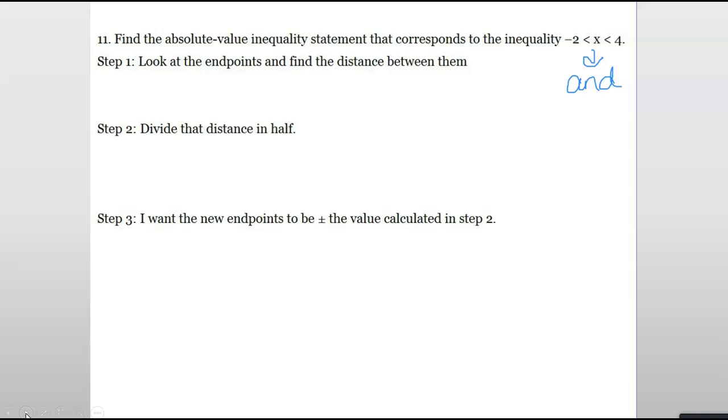We want to look at how far apart -2 to 4 is. So the absolute value of -2 is 2. The absolute value of 4 is 4. That means the distance between them is 2 plus 4, or 6. Dividing that distance in half, we get 3. So what that means is that the midpoint of these is 3 to the right and 3 to the left.